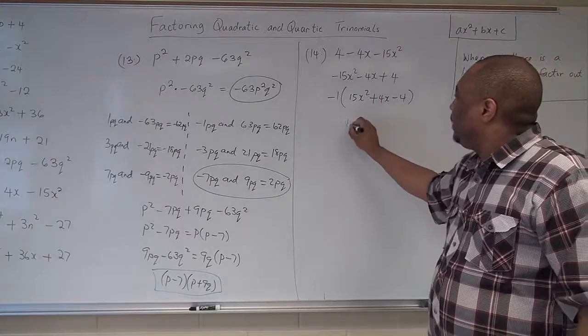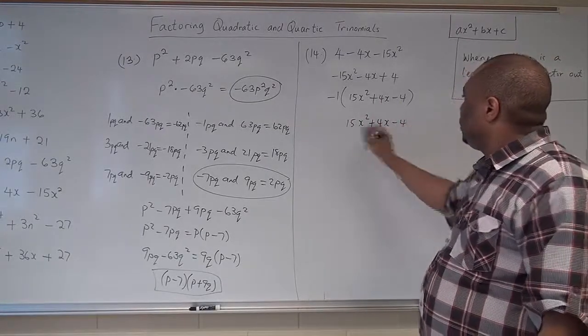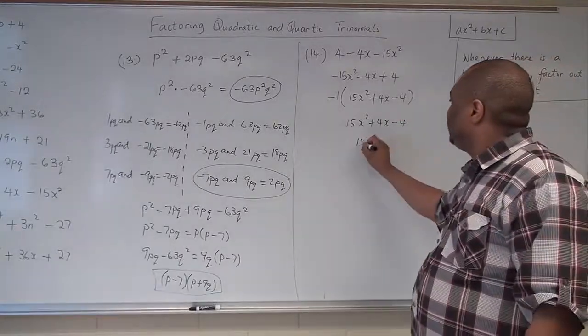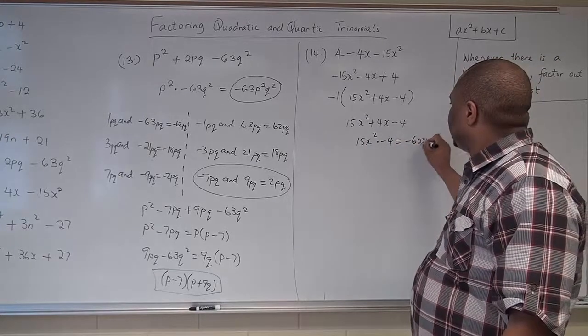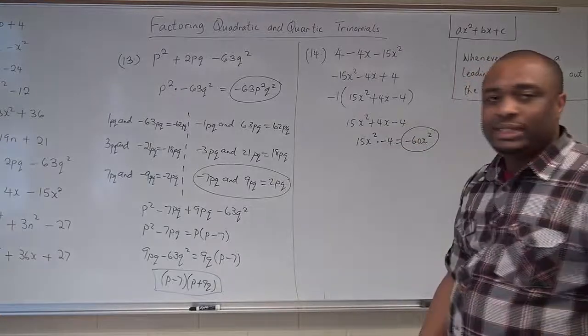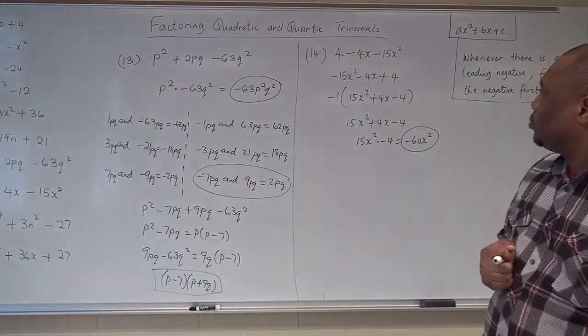Then deal with this guy, okay? 15x squared plus 4x minus 4. So we first of all multiply the first and third terms. 15x squared times negative 4 is negative 60x squared. Don't forget this negative 1. We shall still come back to it. We shall still put it back. Okay, negative 60x squared.